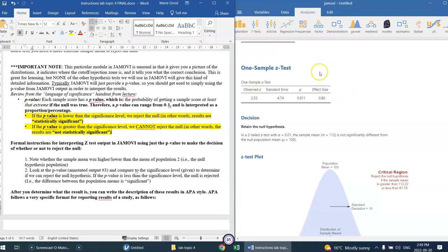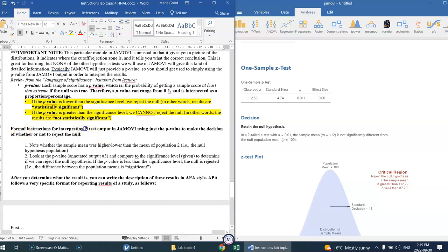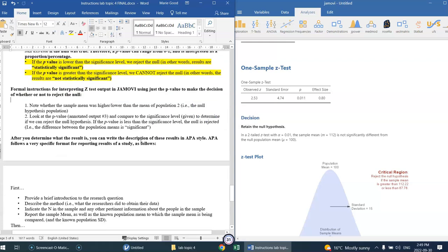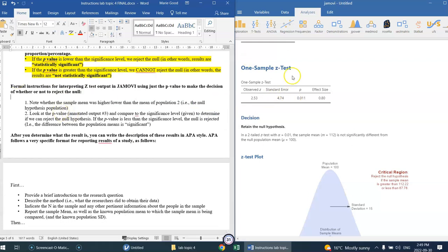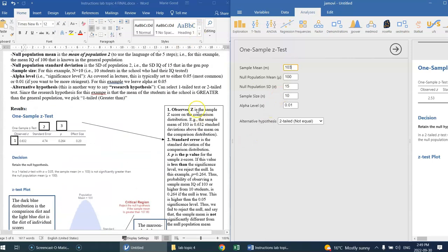So going from that assumption, let's say all we have is this table. This is how you would interpret the z-test output in Jamovi, using just the p-value to make the decision. Right, so the first thing you do, so you have your results here. You note whether the sample mean was lower or higher than the mean of population 2. In this case, let's actually go back to the original problem.